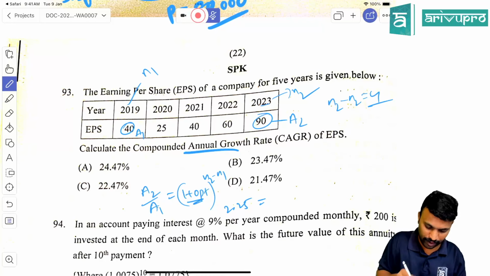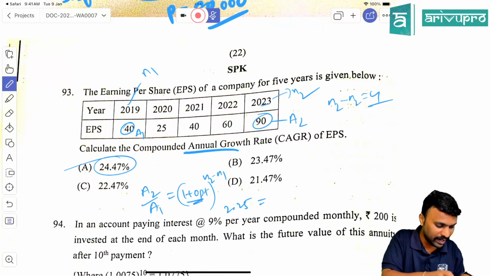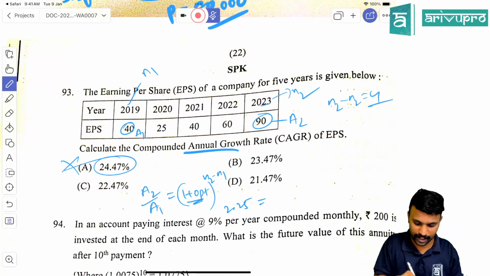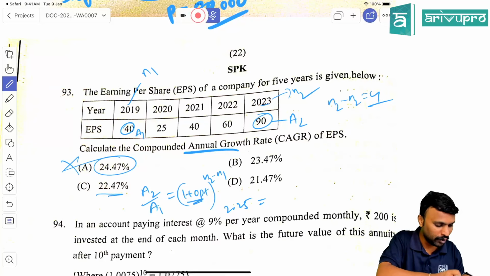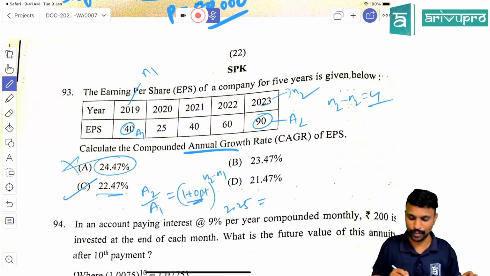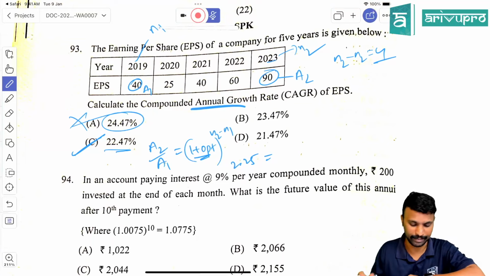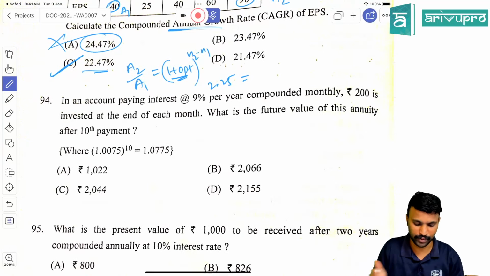Guys, if I hit 24.47%, so 1.2447 raise the power to 4 plus into equal to how many times? 3 times. So you get 2.4, which is less. So if I hit option C, 1.2247 press into equal to thrice, right? And you get 2.2496, approximately 2.25. So option C is the right answer, 22.47%. Guys, moving on to the next question.